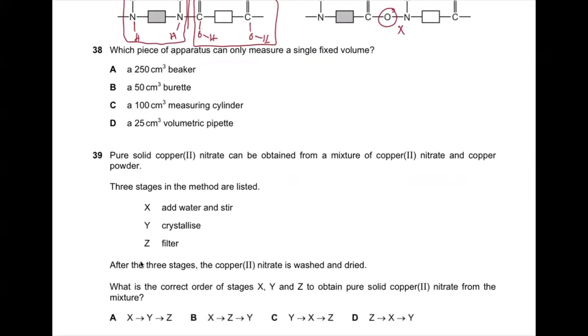Now, MCQ number 38. Which piece of apparatus can only measure a single fixed volume? So if you recall, only the pipettes measure a fixed volume, because other apparatuses have scales and we can measure different volumes within their capacity. So A, B, and C go wrong, and D is the correct answer.